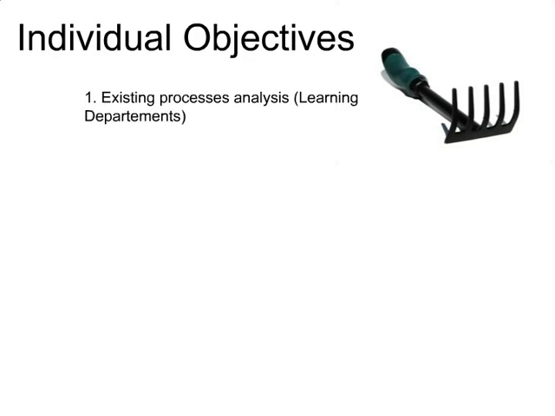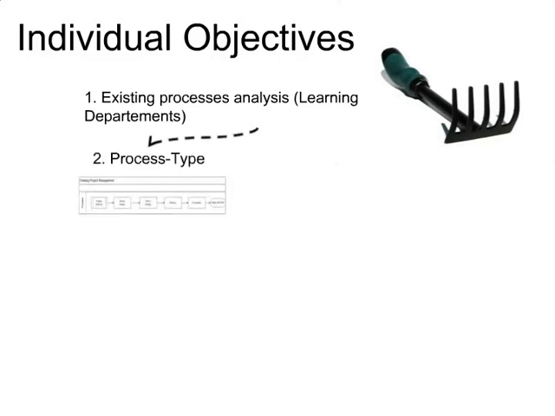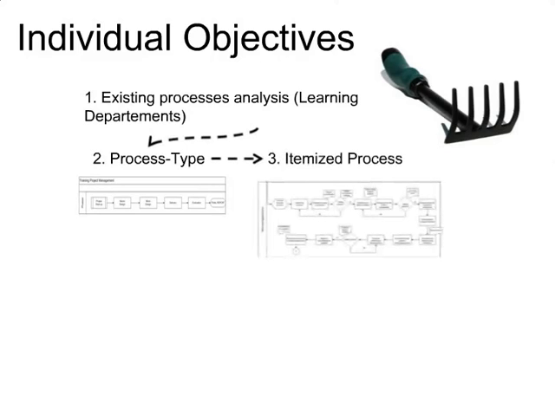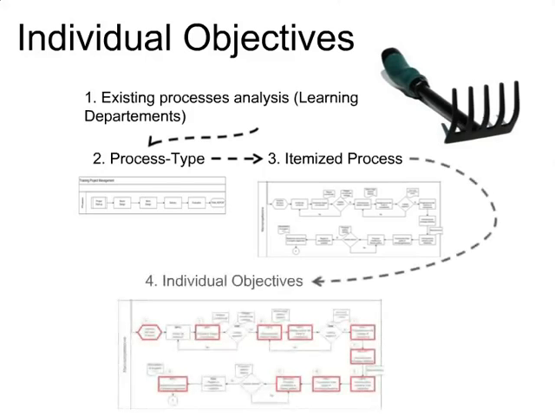In the second phase, we translated the expected outcomes into individual professional objectives. At first, we analyzed the existing processes of the reference organization's learning departments. Secondly, we defined the learning function process type. Then, the process was further detailed by itemizing each phase. At last, we identified the individual objectives related to the professional qualifications at the core of our research.